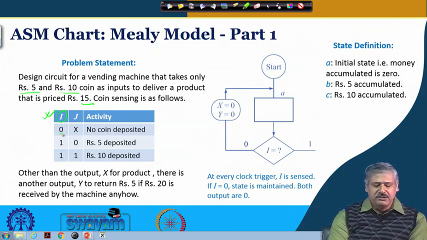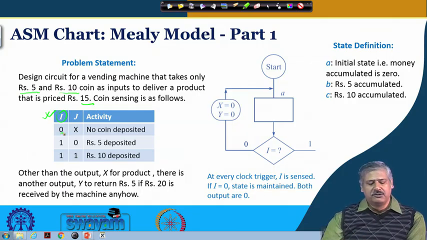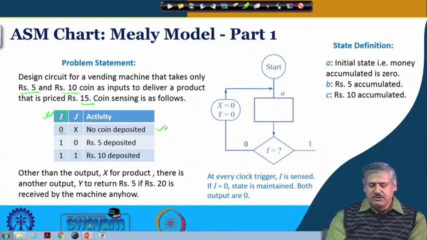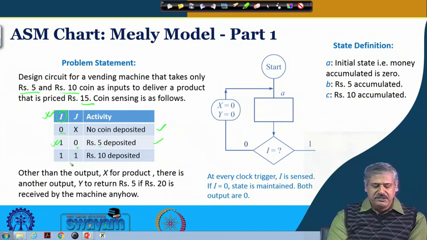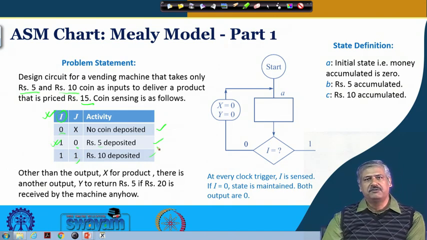So if i is 0, that means nothing has been dropped, that is, no coin has been deposited. When i is 1, then if j is 0, that is a kind of sensing mechanism which differentiates between a rupees 5 and a rupees 10 coin. So if j is 0, rupees 5 is deposited, and if j is 1, rupees 10 is deposited. Is it fine?